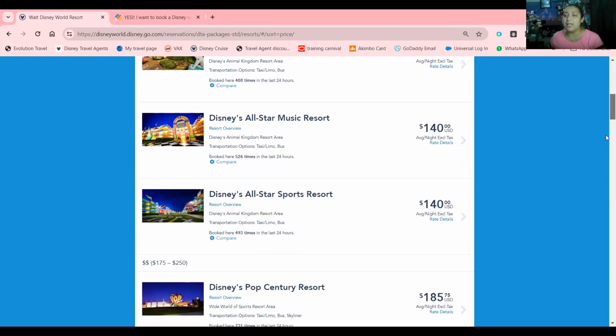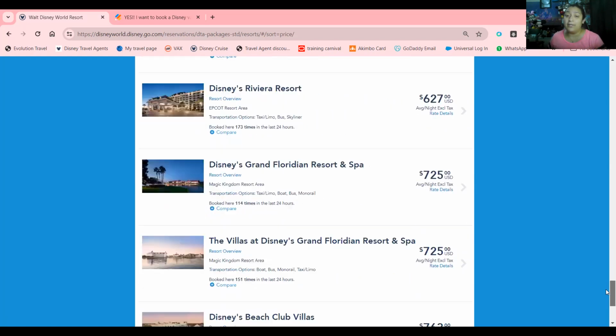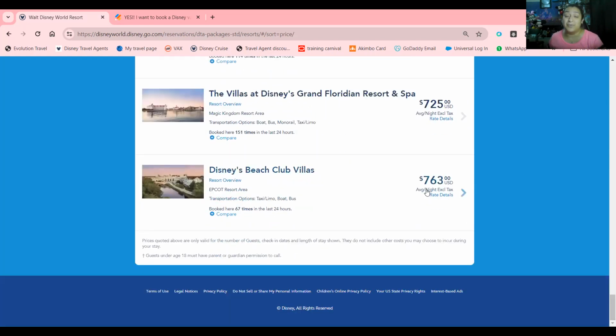Because what they do is they go in here and look at the nice resorts. Okay, this is $474 a night. This is one day. Or maybe they can go all the way to maybe $763 a day. This is a day, guys. This is not a total. Okay, this is a day.